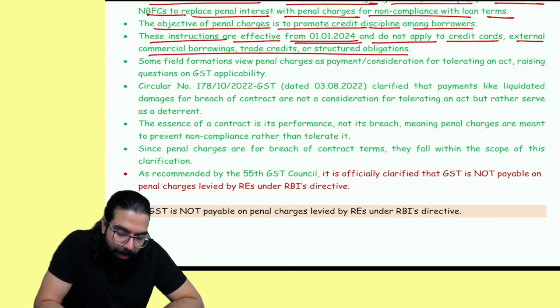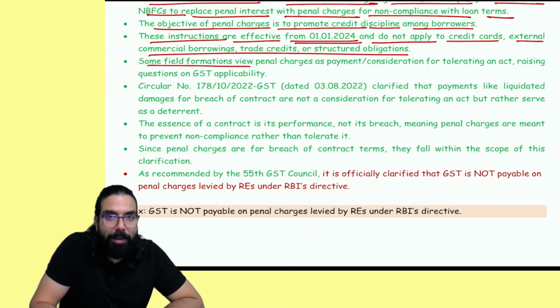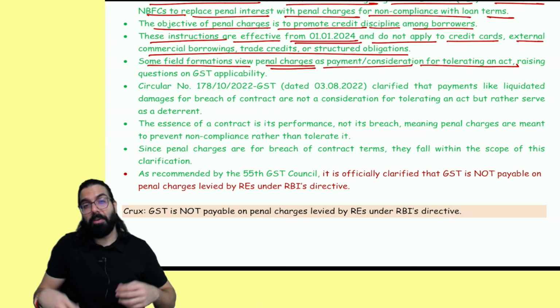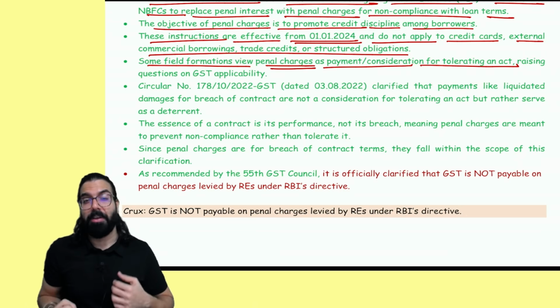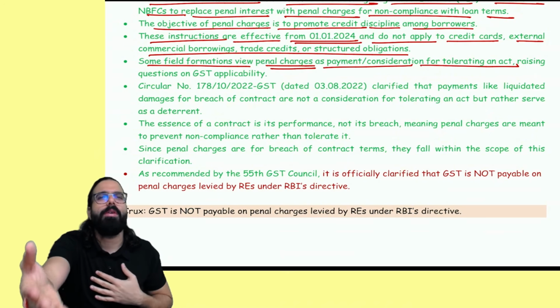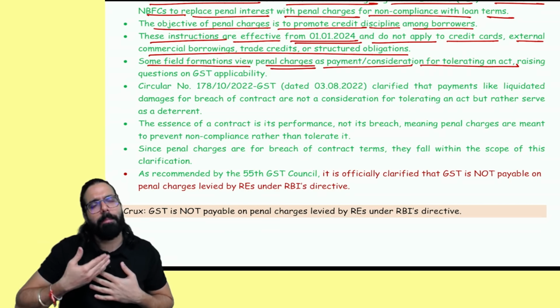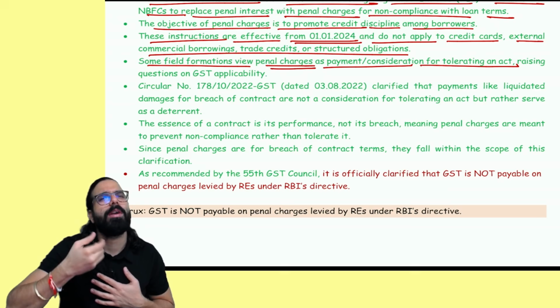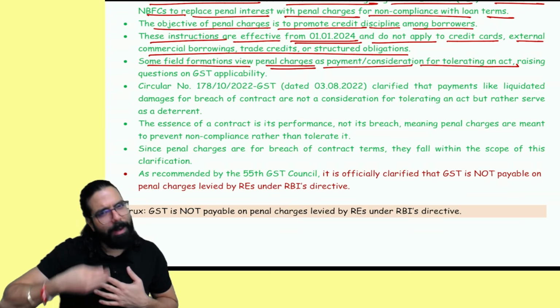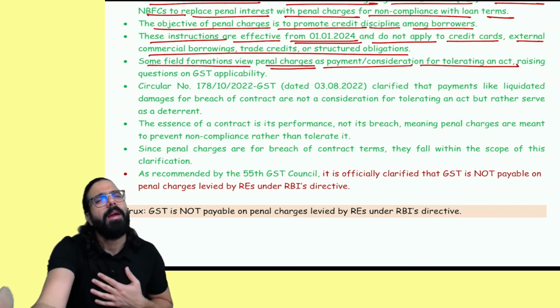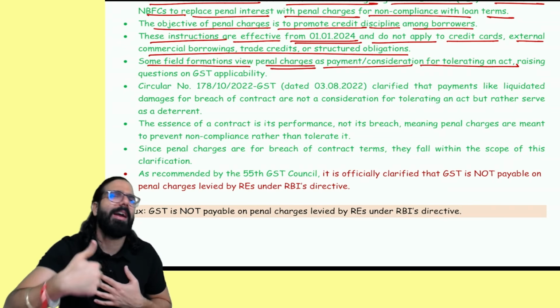Some field formations are of the view, means some officers of the government department are of the view that penal charges are payment or consideration for tolerating an act. Bank is charging you. I'm the bank. I'm charging penal charges. Why, you know? Because I'm tolerating your act. I have given a loan. For the loan I'm charging EMI, and on the EMI loan I'm charging interest and plus penal interest. EMI is what? Whatever principal amount I'm charging, first I'm charging him interest, and if he's delaying, I'm charging him penal interest. But instead of penal interest, I'm charging him penal charges.